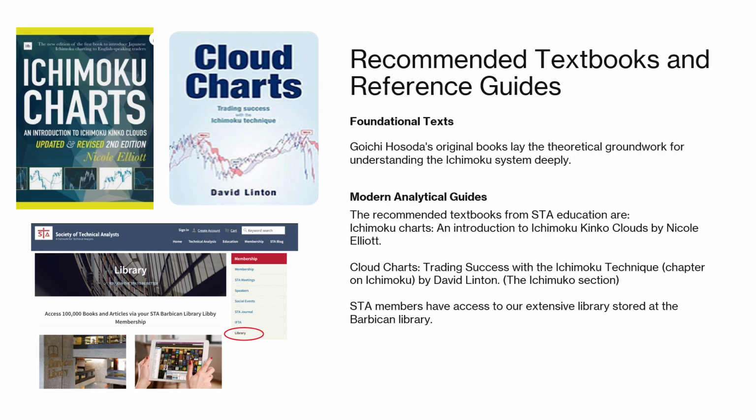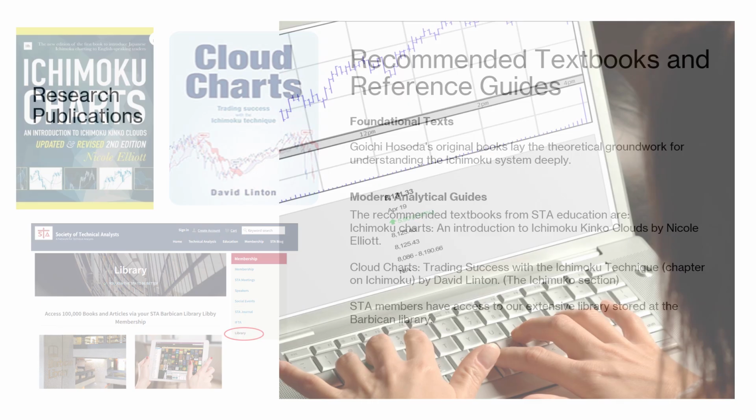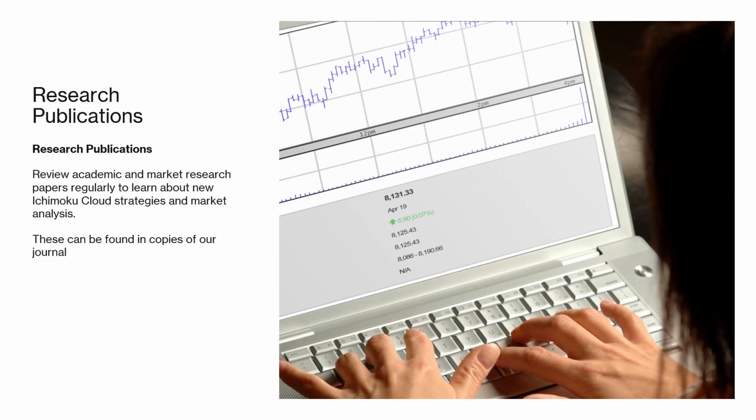STA members have access to our extensive library stored at the Barbican Library. If you would like to get access to those textbooks at that library, you can do so via your STA membership. Students and members can review academic and market research papers and regularly learn about new Ichimoku cloud strategies and market analysis. These can be found in previous copies of our journal.